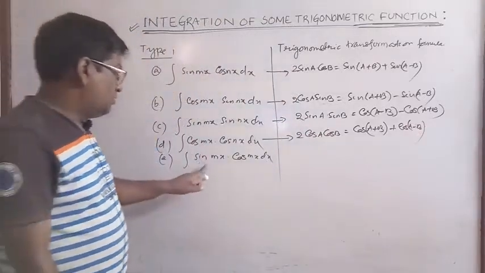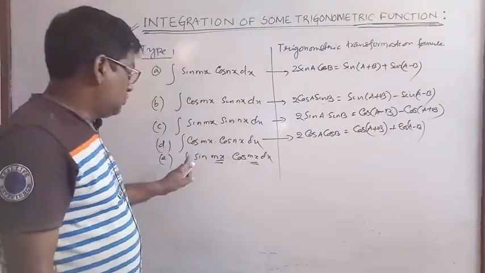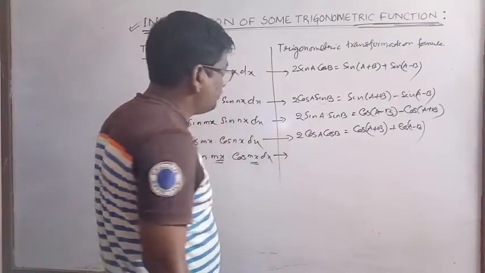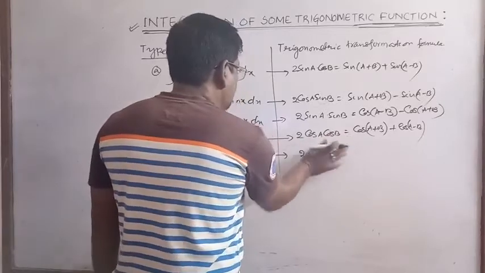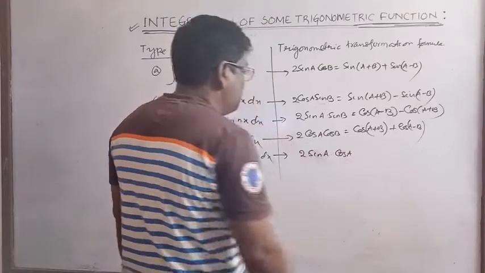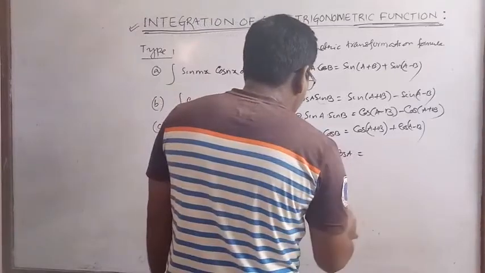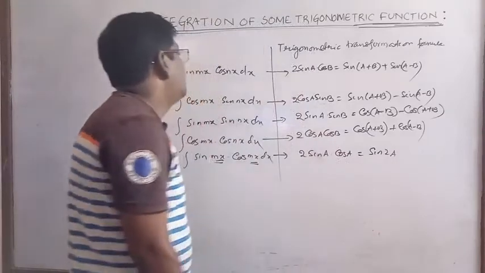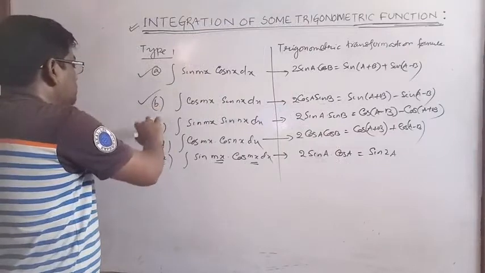Now this is the same angle, mx is present here and mx is present here: 2 sin mx cos mx. For this we use the formula 2 sin A cos A, which is equal to sin 2A. Now let's work out some problems related to this type of question.